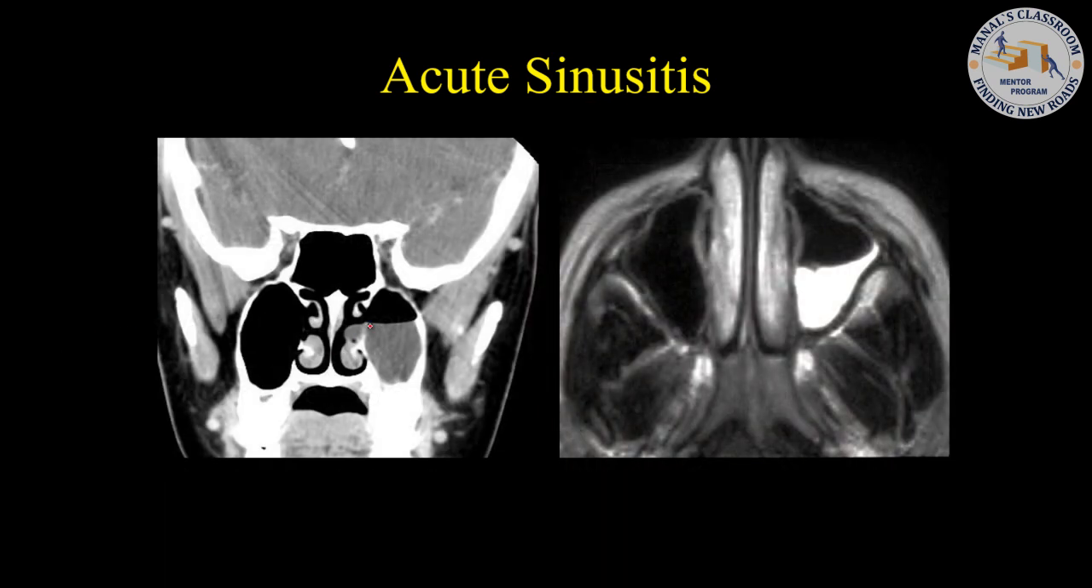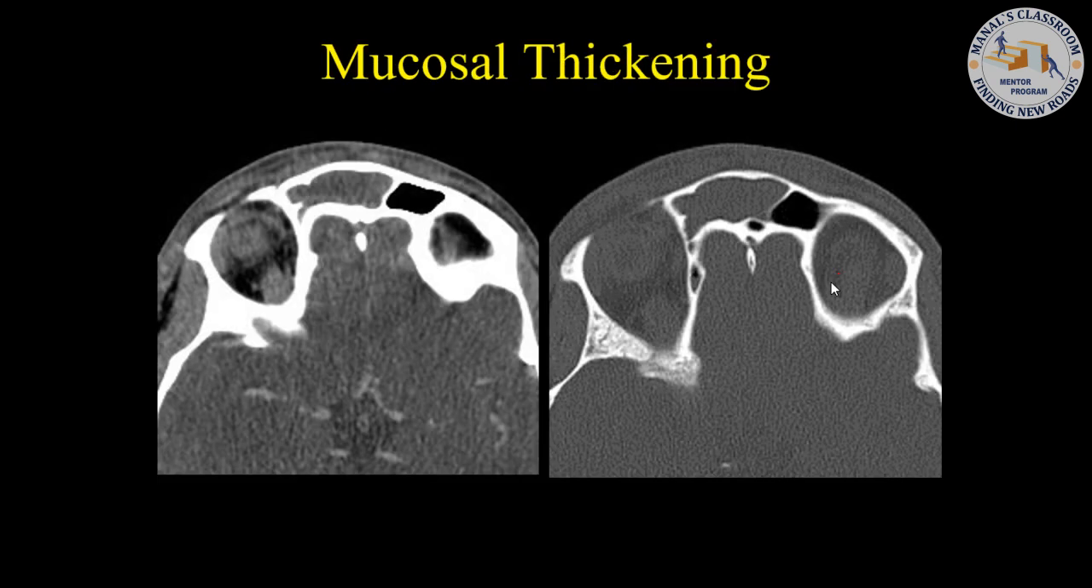So this is an example of an air fluid level involving the left maxillary sinus. Again, what I would do is I would say there's mucosal thickening, and then I would say there's an air fluid level that's consistent with the diagnosis of acute sinusitis. I won't say it's acute sinusitis based on imaging, but I'll say it's consistent with a clinical diagnosis of acute sinusitis, and on the MR scan, again, we can see the air fluid level here.